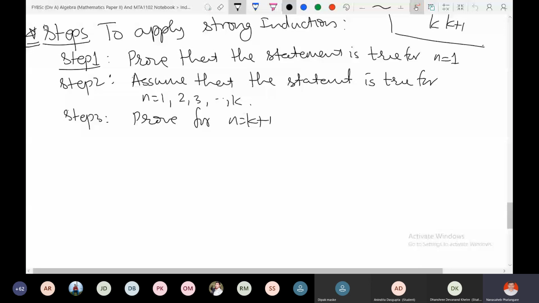Can you see the screen? Yes, sir. Okay. So can you see the strong form of induction steps? Yes. Okay.